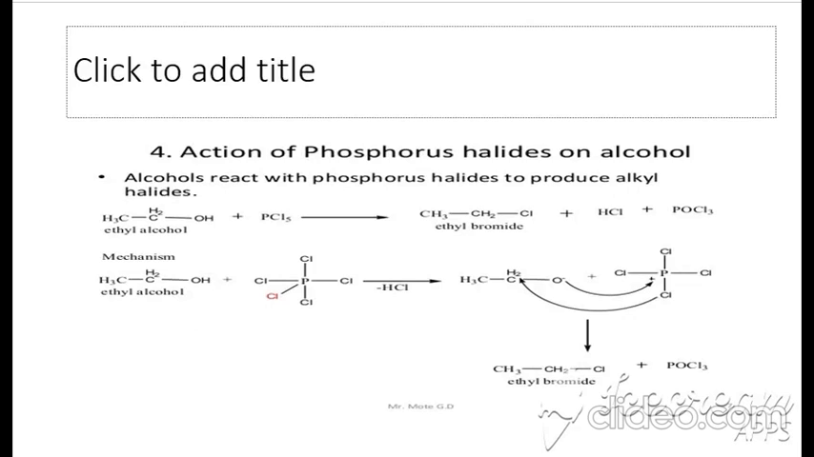Next, the same ethyl alcohol is here. Here is the phosphorus pentachloride. Ethyl chloride is formed, but just the byproducts are different. Here is the HCl and POCl3 formed. How is it formed? Look at this. Ethyl chloride. Here is the PCl5.